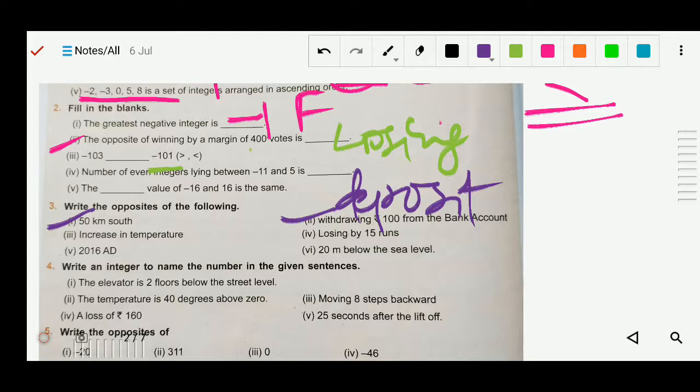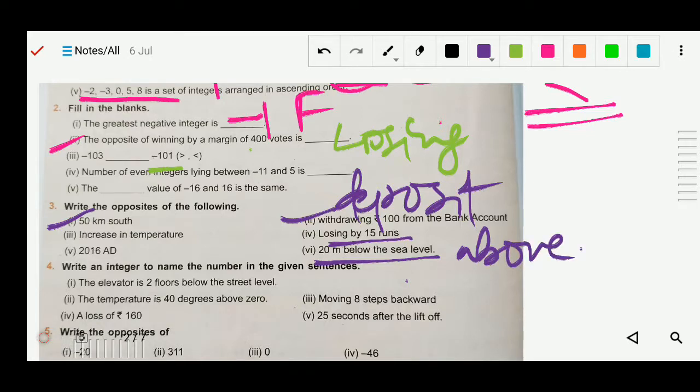Increase in temperature, what is the opposite? Decrease in the temperature. Losing by 15 runs, so what will be the opposite? Winning by 15 runs. Next, 20 meters below the sea level, so what will be there? 20 meters above, because the opposite of below is above.